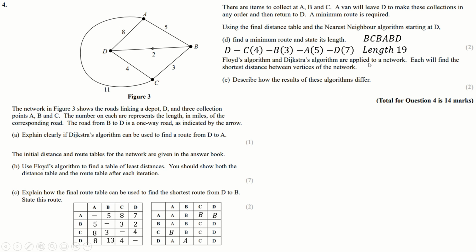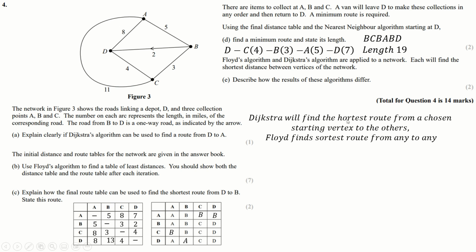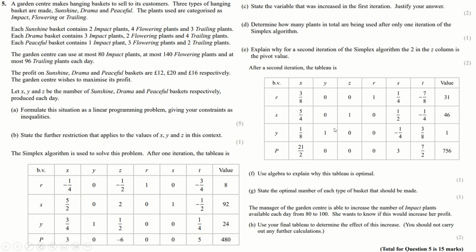Floyd's and Dijkstra's are applied to a network. Each will find the shortest distance. Describe how these results differ. So Dijkstra's, which I don't think we actually use in this paper, unless I'm forgetting. Dijkstra finds the shortest distance from one starting point to anywhere else in the graph. Floyd's finds all the shortest distances from everywhere to everywhere. So that's basically the difference there. Say something like that.